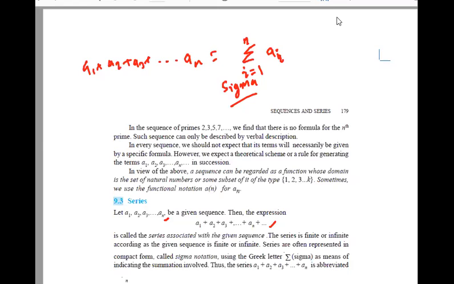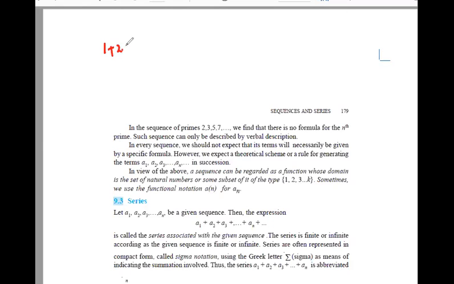Now think about it. If I have 1 plus 2 plus 3 plus 4 up to 100, can I write this as a summation? It doesn't matter whether it is i, because here we just have to write a variable; the variable can be anything. So I can say k, and k will start from 1 to 100. This is the meaning of summation. This sum is called a series.